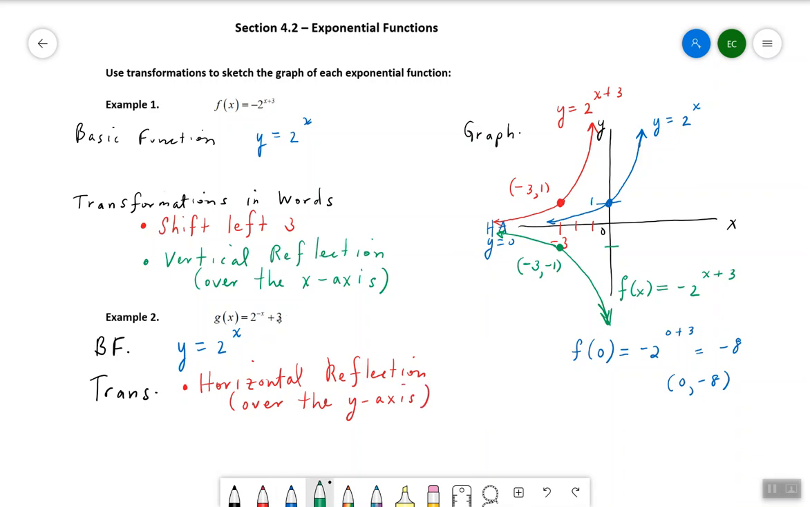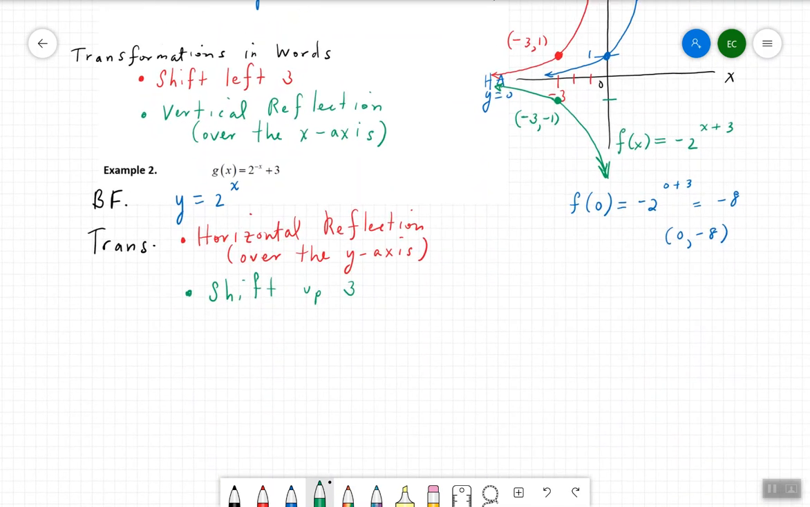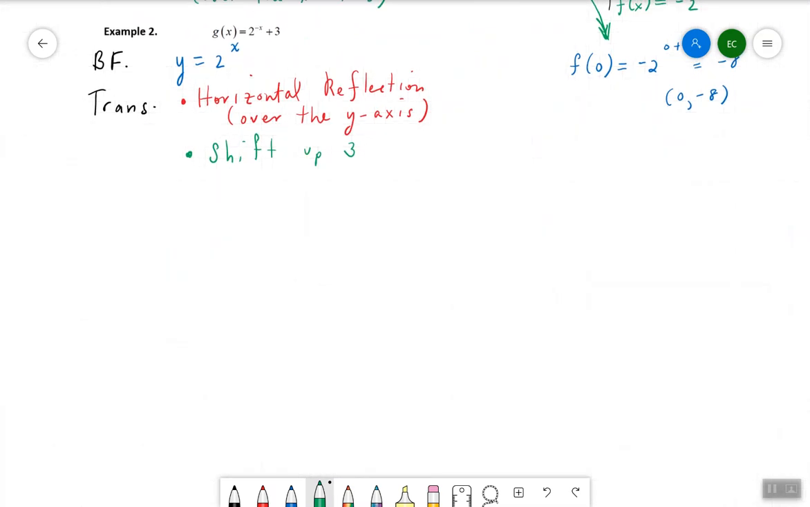Which is over the y-axis. And then we have a +3, which is outside the basic function this time. So that's going to be a vertical shift instead of horizontal. This is going to be a shift up 3. So the transformations in the two examples are similar but different, and it's nice to compare the effect of having the transformation inside versus outside the basic function. Okay, well, let's go on and let's sketch this graph.